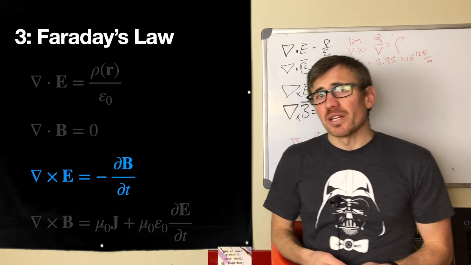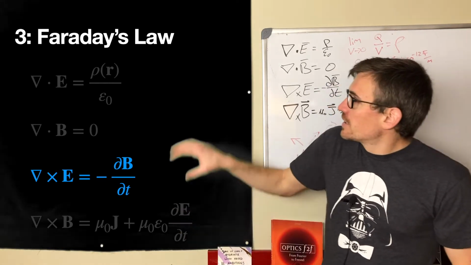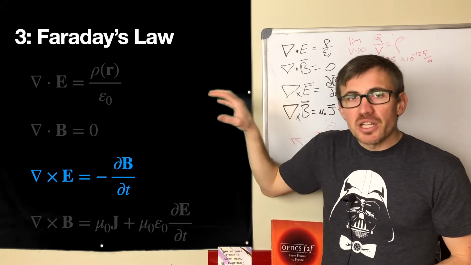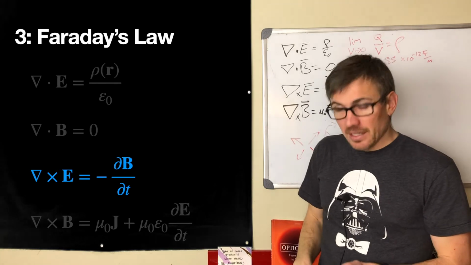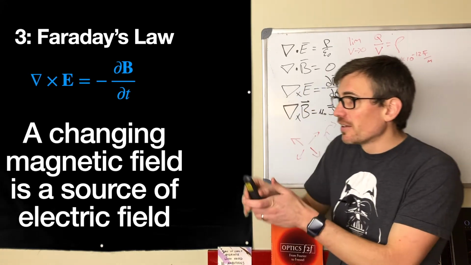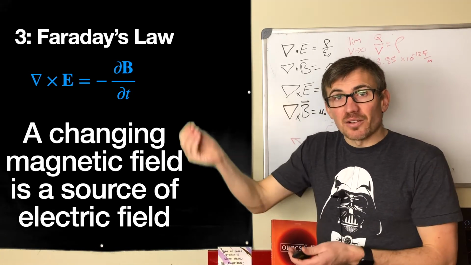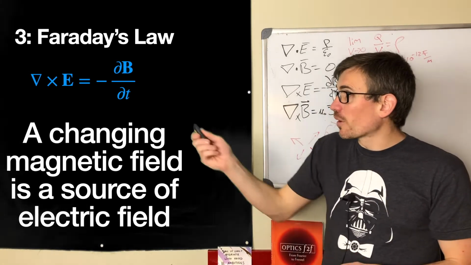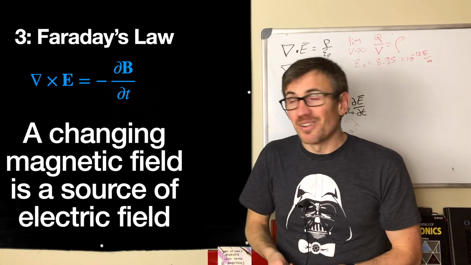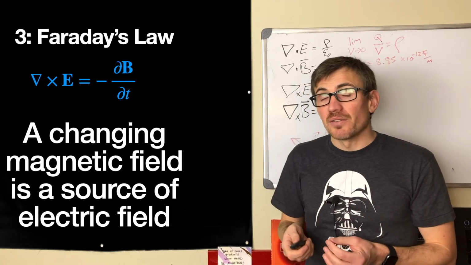This is known as Faraday's Law, and it tells us something interesting. Let's just read the equation. It says that if I have a changing magnetic field, I create an electric field. So I take a magnet and I spin it around, or I move it, or I wiggle it, that's going to create an electric field, and more electric field the faster I'm moving it. So a changing magnetic field is a source of electric field.